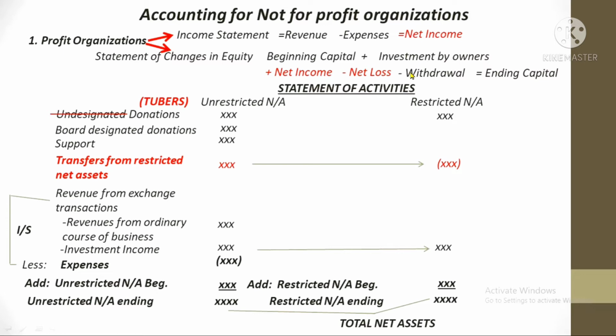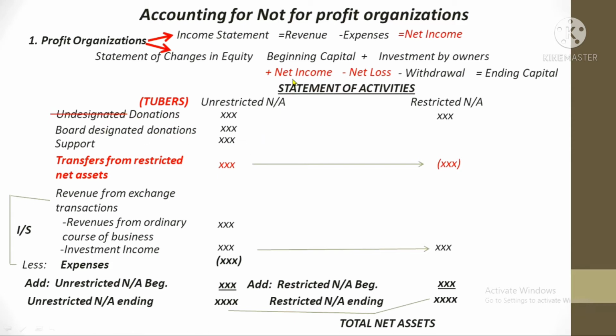So in the statement of activities of not-for-profit organizations, instead of the investment from owners, we have the counterpart, donations. Actually, all types of donations. We have undesignated, board designated, temporarily restricted, permanently restricted donations, or donations in the form of support. So again, instead of this investment from owners, the counterpart for the not-for-profit organizations are the donations.